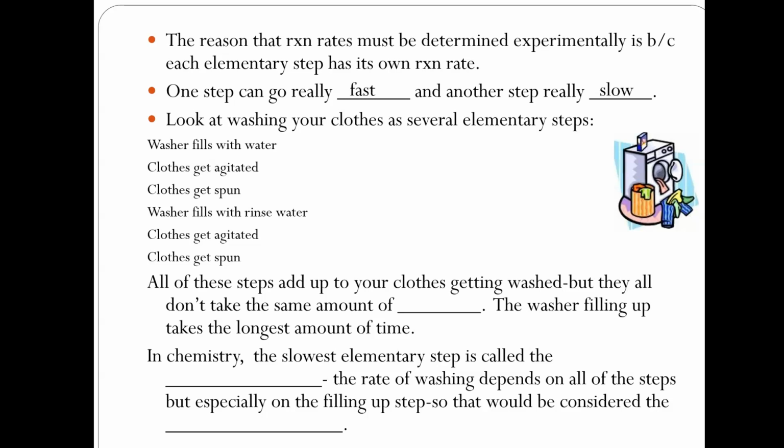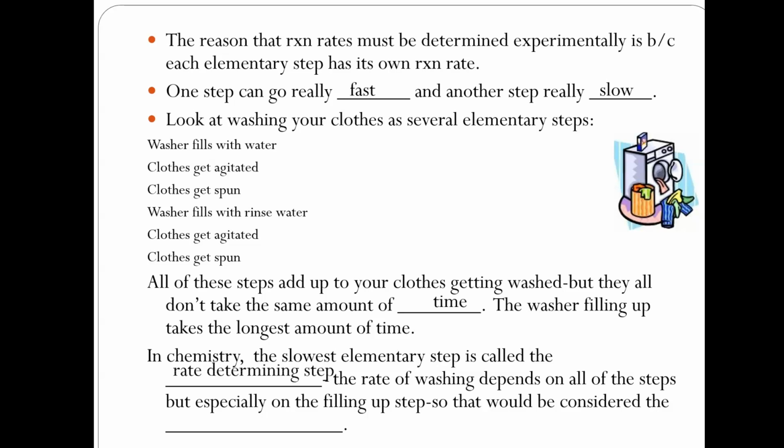So if we think about laundry, I have a load of laundry washing right now, and there are several steps that take place in order for me to take out a clean pile of clothes from the washing machine. The washer fills with water, it gets agitated, the clothes get spun, the washer fills with rinse water, the clothes get agitated again, and then the clothes go down for their final spin. All of these steps add up to the final product of getting your clothes washed, but they don't take the same amount of time. Many times the washer filling up with water is the part that takes the longest.